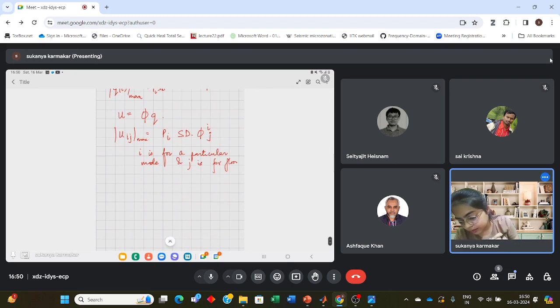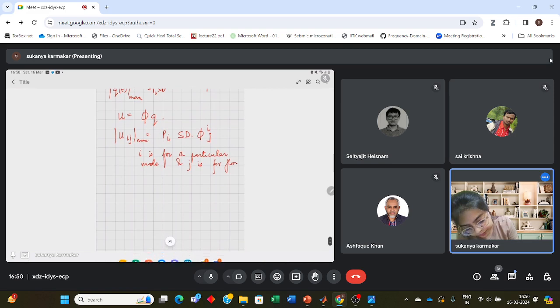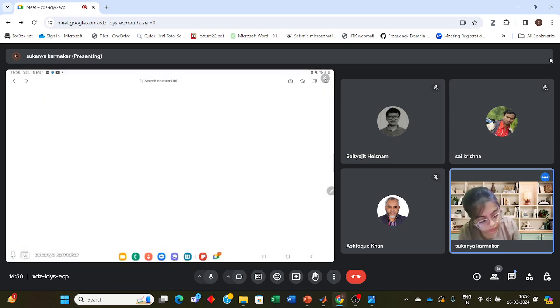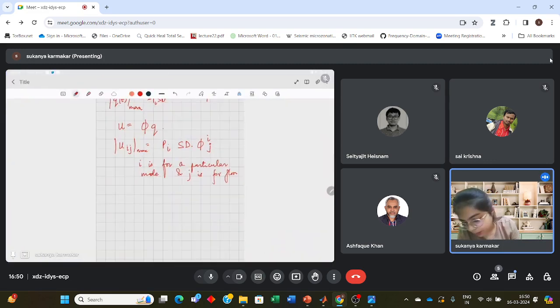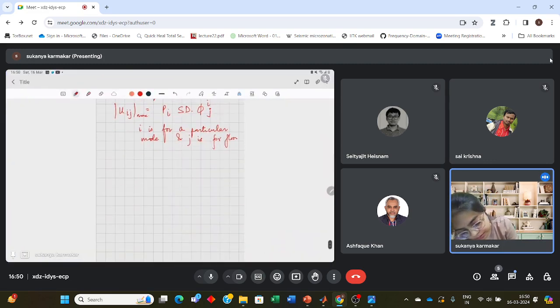Basically, from the first mode, you get the response as U1j, from the second mode U2j, from the third mode U3j, where j is at various floors. How will you combine them? In the SRSS method, you take the square of them, add them and take the square root. You will get Uj at various floors. So this is the SRSS method.